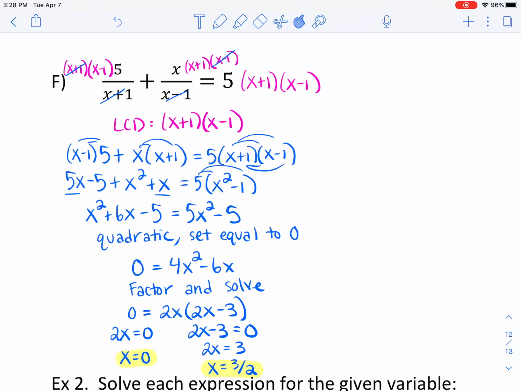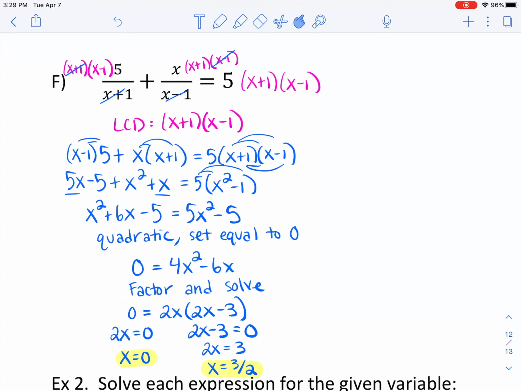Since we have 0 equals 2x times 2x minus 3, we can use the zero product property. So set each factor equal to 0. 2x equals 0 and 2x minus 3 equals 0. And then now you just solve both of those. So divide by 2, you get x equals 0. Add 3 to both sides, you get 2x equals 3, and divide by 2, you get x equals 3 halves. So here's an example where you have two solutions.